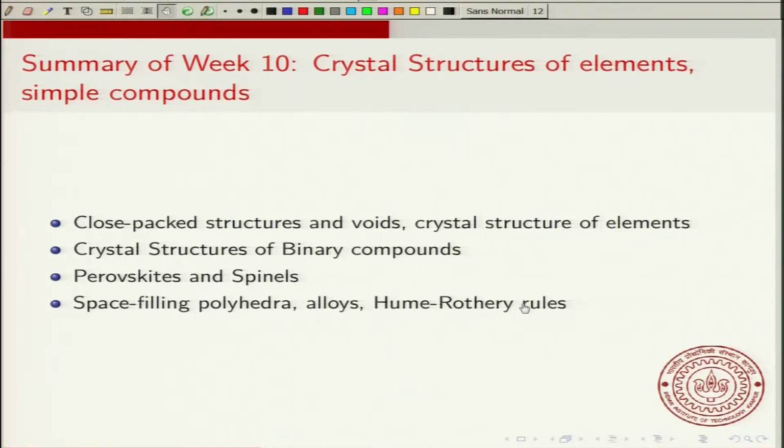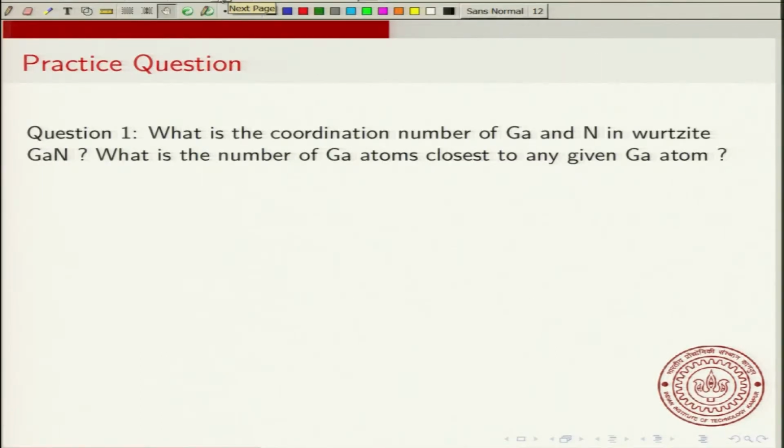So, now I will go to a couple of practice questions. In this week I want to emphasize that most of it is descriptive. So the questions will be mainly related to things like coordination number or calculations of distances, but most of the other concepts are fairly descriptive. So, this is a question: what is the coordination number of gallium and nitrogen in wurtzite GaN, and what is the number of gallium atoms closest to any gallium atom?